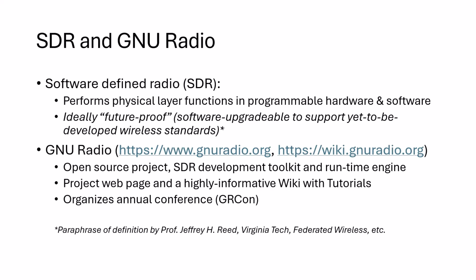GNU Radio is an open source SDR project that provides a development toolkit and a runtime engine, and you can use this to develop your own SDR applications and run them on a variety of radio hardware or RF front ends that include analog to digital and digital to analog converters and some control capabilities, as well as a processor such as the one on your computer.